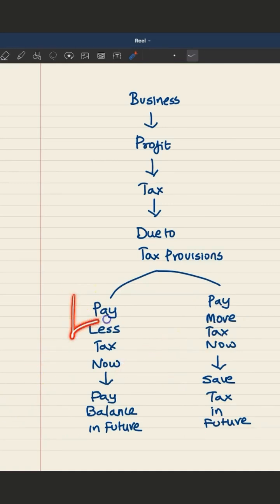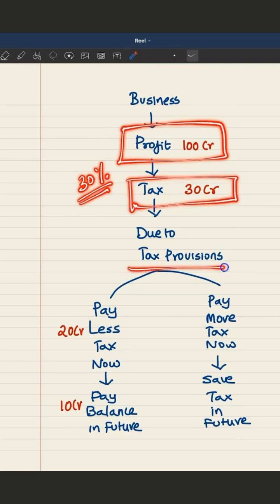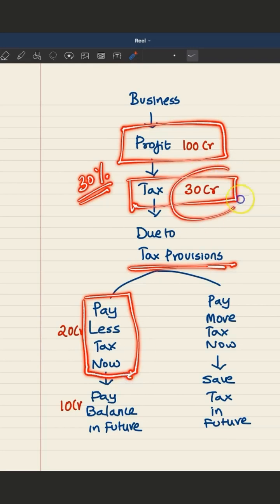So current tax means the tax that is paid or payable for the current year, whereas deferred taxes are those that are related to future period, and they may be in the forms like deferred tax liability or deferred tax asset. To understand this better, let us take some numbers. Look here, business has made a profit of 100 crore. Assuming 30% tax rate, this business should ideally pay tax of 30 crore. But because of the tax provisions, let's say it is going to pay only 20 crore.